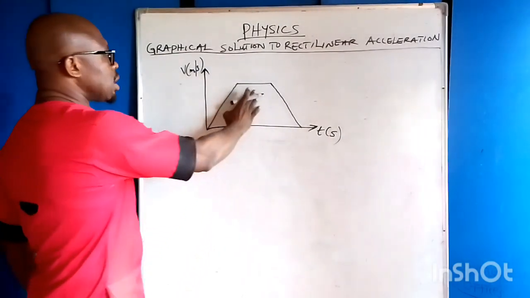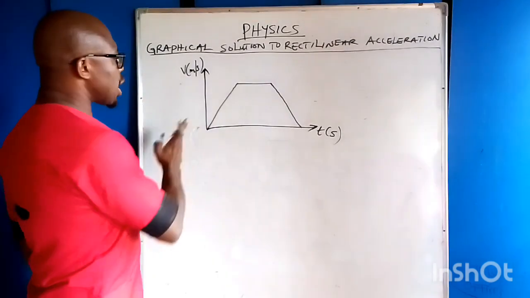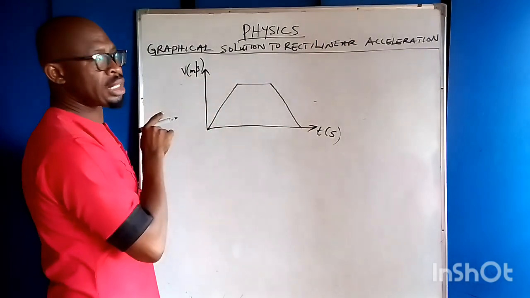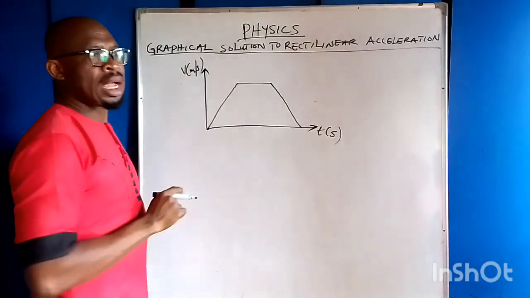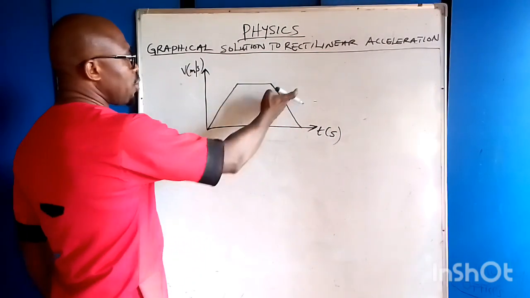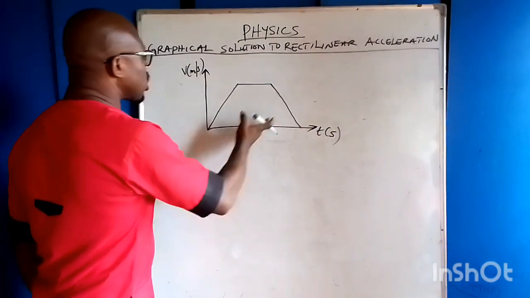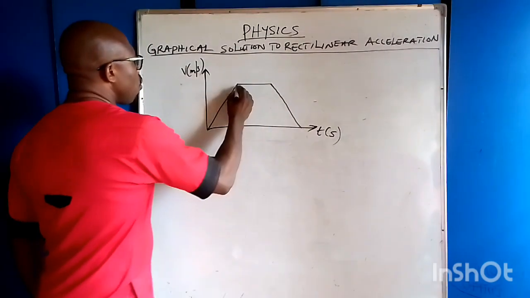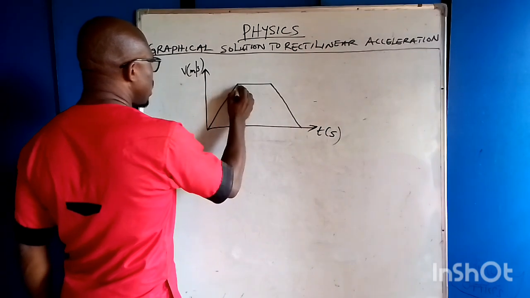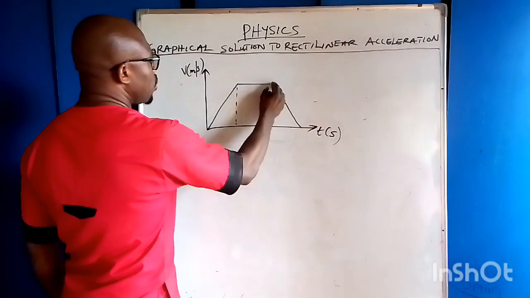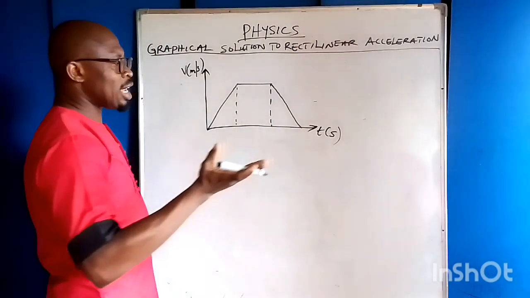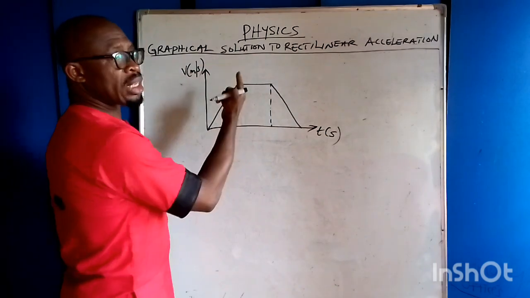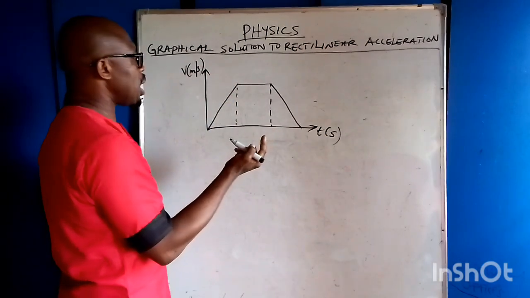Now, this shape explains the three cases. Case one, increase in acceleration. Case two, when the acceleration is constant, and case three, when the acceleration is reducing, that is retardation or deceleration. Now, this shape is called a trapezium. From here, if we bring this point down, automatically we now have two triangles and either a rectangle or a square, as the case may be.